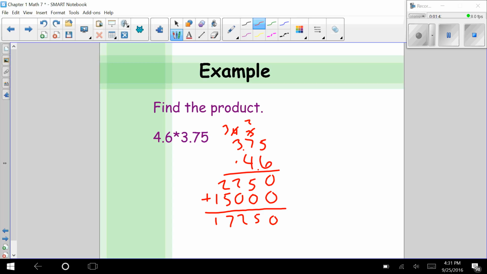Now I count up the number of decimal places in my original numbers. So I have 1, 2, 3. So it's 3 decimal places. So I count over 1, 2, 3, and that's where my decimal goes. So my answer is 17.250, or just 17.25.